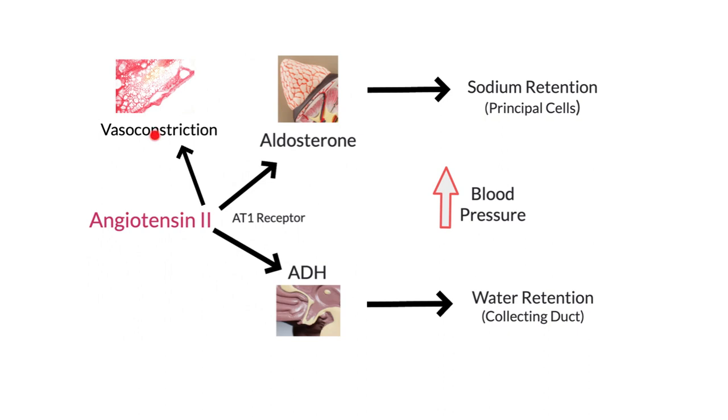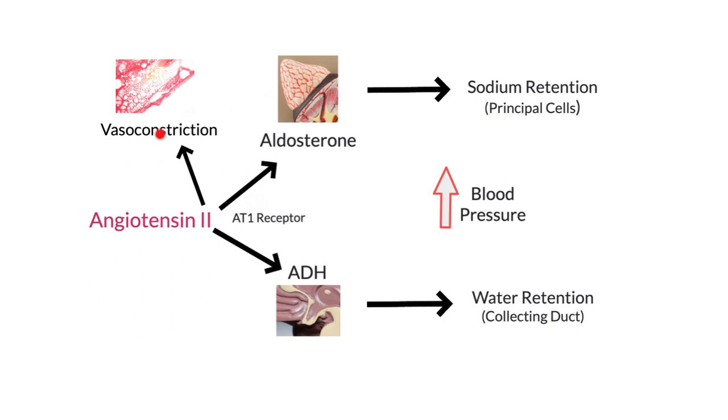There are three main targets that angiotensin II is going to act on, and that's going to be systemic blood vessels, the adrenal glands that sit on top of the kidneys, as well as the central nervous system, where it's going to target the pituitary gland and the hypothalamus, which is right above it. In order to have an effect on these three targets, angiotensin II is going to bind to the AT1 receptor, which stands for angiotensin type 1 receptor.